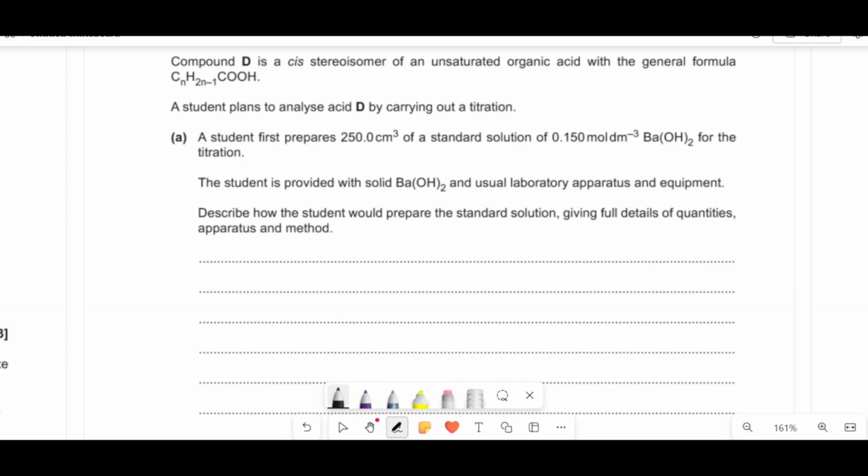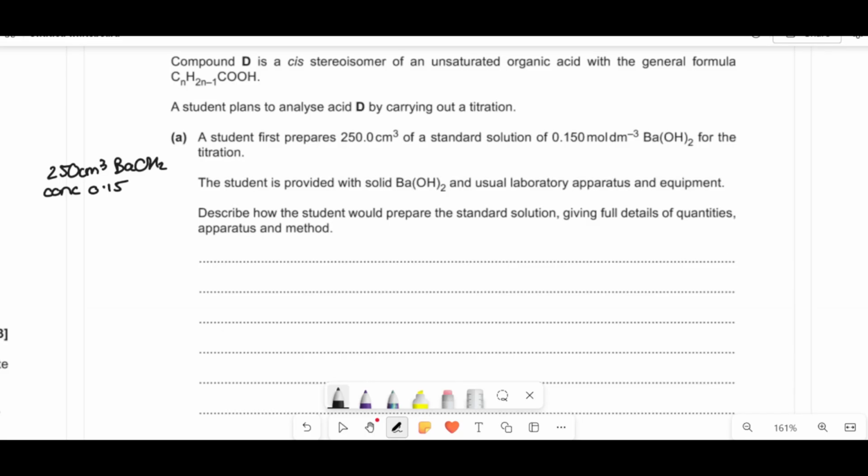They're supposed to be wordy like this. So 250 centimeters cubed of a standard solution of Ba(OH)2. We have 250 cm³ of Ba(OH)2, and its concentration is 0.15. They are provided with solid Ba(OH)2 and the usual laboratory equipment. Describe how they would prepare the standard solution, giving quantities, apparatus, and so on.